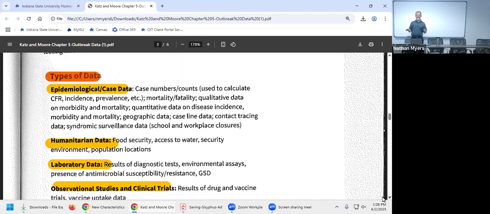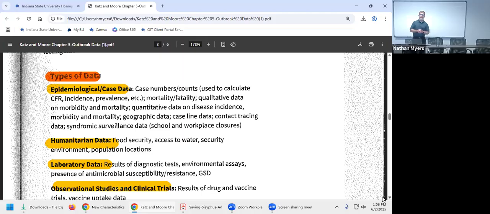And then obviously population locations. We want to know where people are, where they're living, so that we know, again, if people are going door to door trying to get information, asking have you experienced any flu-like symptoms lately or anything like that, we know where to concentrate our efforts if we know where the population is.